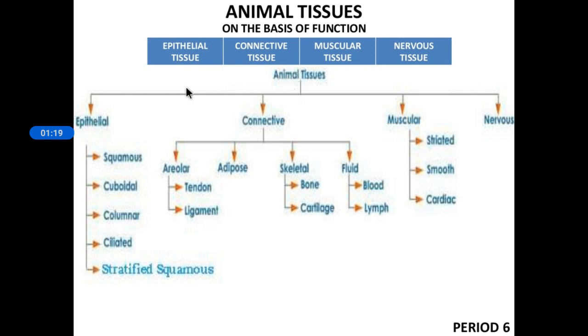It is very easy to learn when we discuss along with examples. You will see some new terms here, but when we discuss them along with examples it will be easy to understand. Here you can see epithelial: squamous epithelium, cuboidal, columnar, ciliated and stratified squamous. And connective tissue such as areolar, adipose, skeletal, fluid, then muscular 3 types, then nervous tissue. But first today we are going to deal with epithelial tissue and its types.